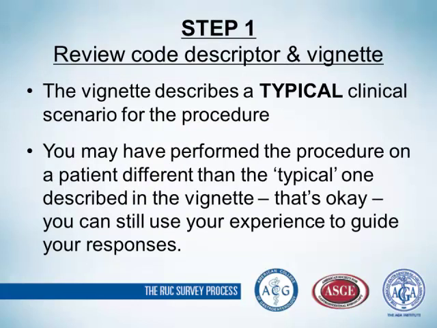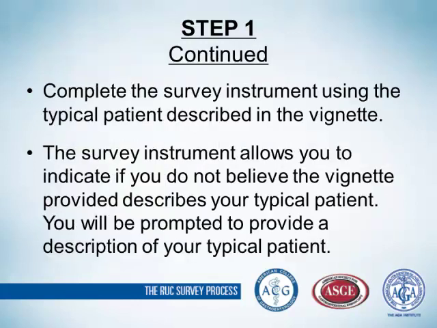The vignette describes a typical clinical scenario for the procedure. You may have performed the procedure on a patient different than the typical one described in the vignette, and that's okay. You can still use your experience to guide your responses. So we will ask you to complete the survey instrument using the typical patient described in the vignette. The survey instrument does allow you to indicate if you do not believe that the vignette provided describes your typical patient. And in that case, you will be prompted to provide a description of your typical patient.